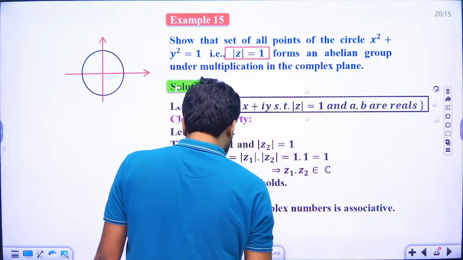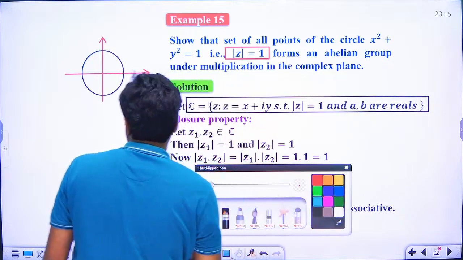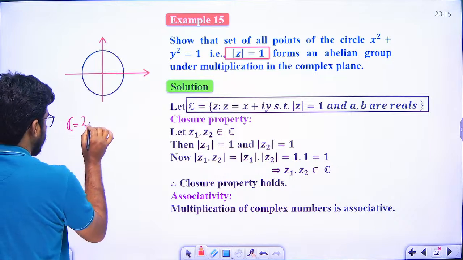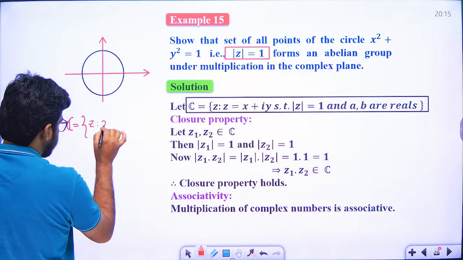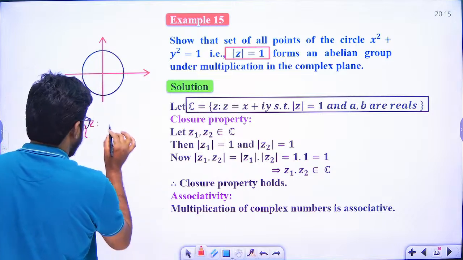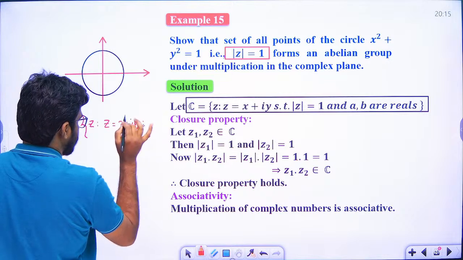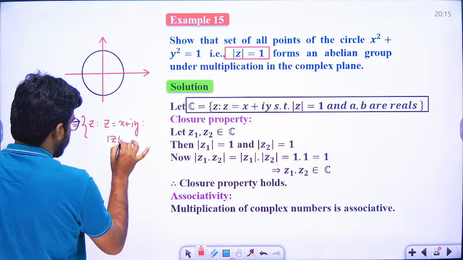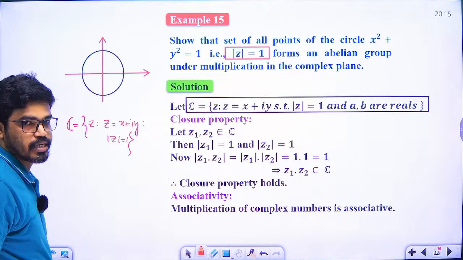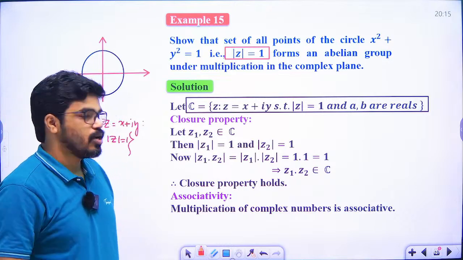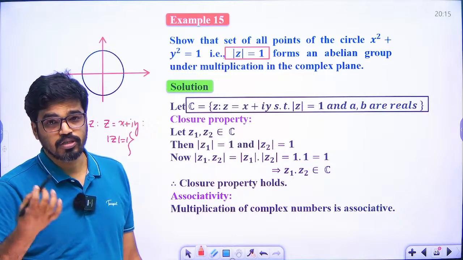Suppose this is the set. What is C? Let's see. We consider C equal to the set of Z such that Z is x plus iy, that is a complex number, with the condition modulus Z is equal to 1. That is, x square plus y square is equal to 1. So first we have to show the closure property.